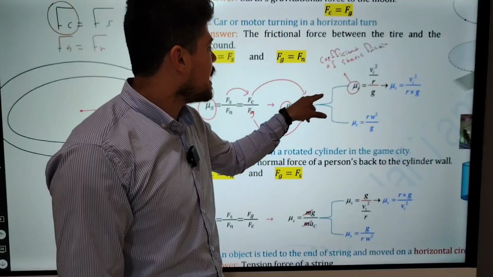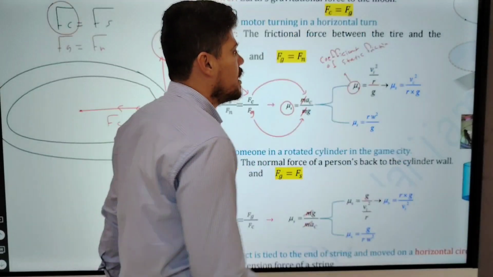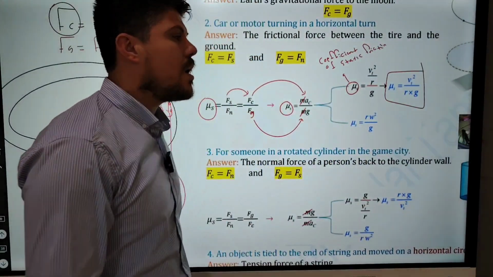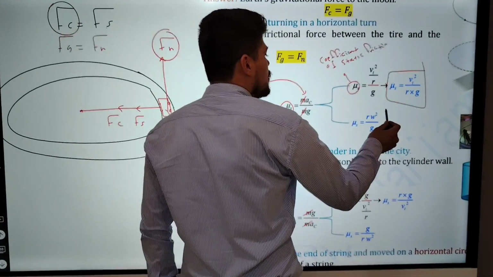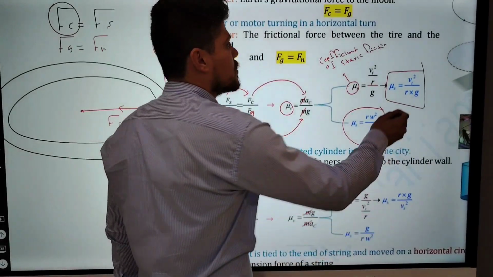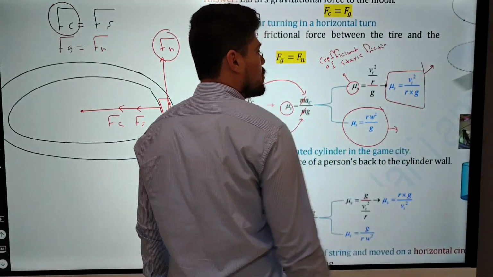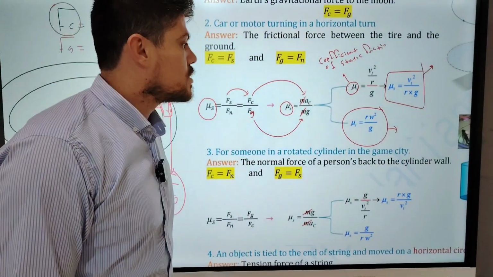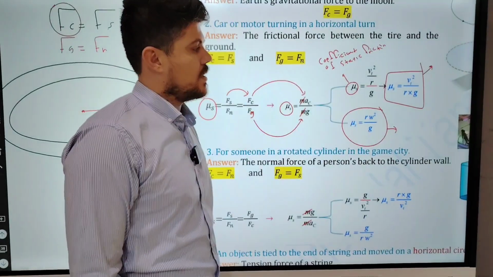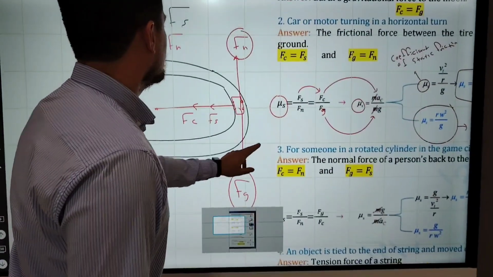ac over g. But ac is equal to what? vt square over r, over g. Okay? By rearranging the equation, mu s is equal to vt square over rg, and mu s is equal to r omega square over g. This is for circular motion when an object is moving in a circular path. This is for an object when it is moving in a circular path on a rotating body. Okay? So this proof is very important.